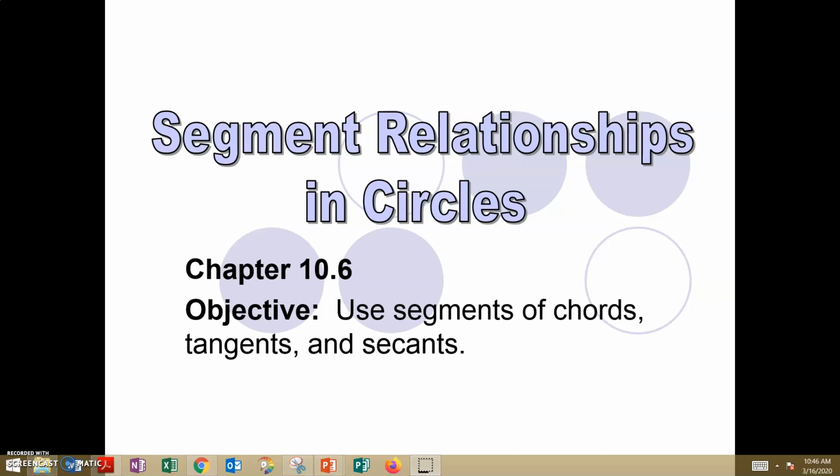Today we are going to talk about segment relationships in circles, and this is chapter 10.6 in our textbook. Specifically, we are going to use segments of chords to find missing variables. Tomorrow we will talk about using segments of tangents and segments of secants to find other variables, but today we are going to use segments of chords.